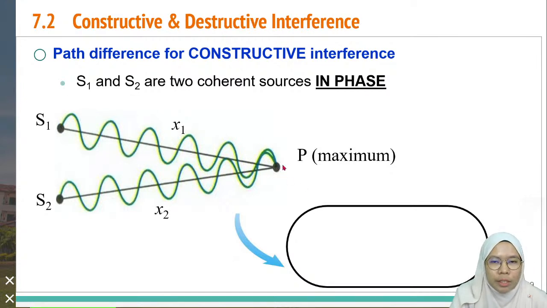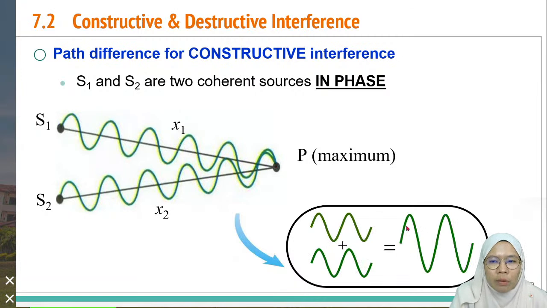At point P here we can see that they are meeting at the same point. Starting from that point, they will propagate as one wave, meaning they have been constructively developed. So this is constructive interference. Now I want to calculate the path difference in terms of the wavelength. Focus on source one.